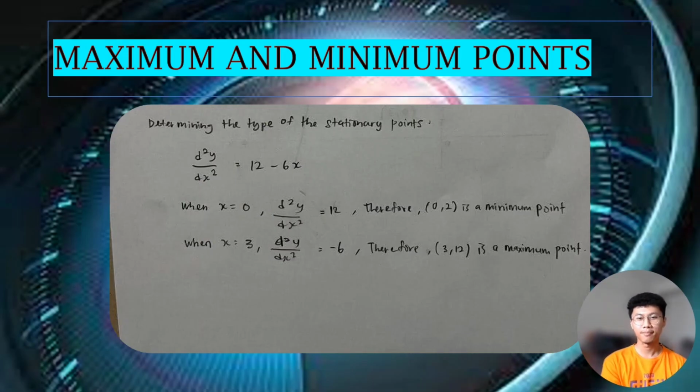Maximum and minimum point. Determining the type of stationary point. d power 2y over dx power 2 equals 12 minus 6x. When x1 equals 0, d power 2y over dx power 2 equals 12, so the point at x equals 0 is a minimum point. When x2 is 3, d power 2y over dx power 2 equals minus 6, so the point at x equals 3 is a maximum point.